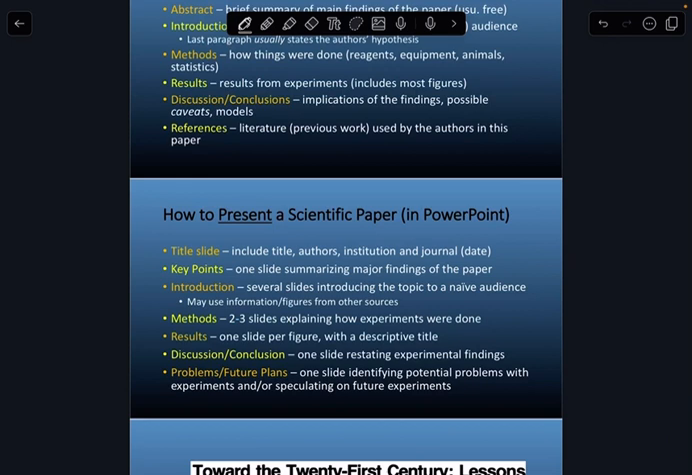And then I also like to add, this is not universal by any means, but I think this is important, a last slide identifying either potential problems with the paper and/or speculating on what future experiments might be useful. Now the first thing, potential problems, is because not every paper, in fact most scientific papers, are not perfect.